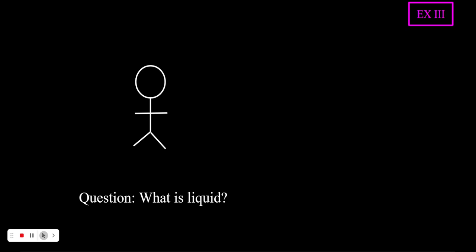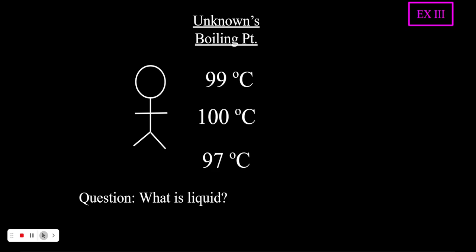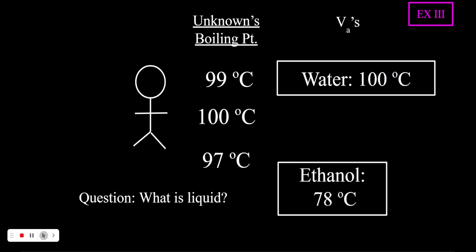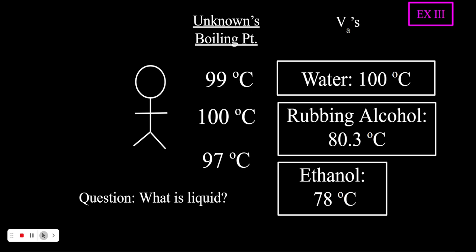Now, one final thing. Let's say you're doing a liquid again, and you've got all these boiling points. That's right around 99. Water, could it be water? That's very close. Ethanol, it's far away, and rubbing alcohol, it's far away.